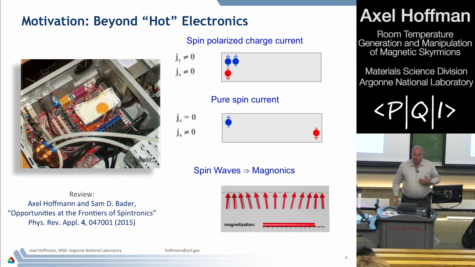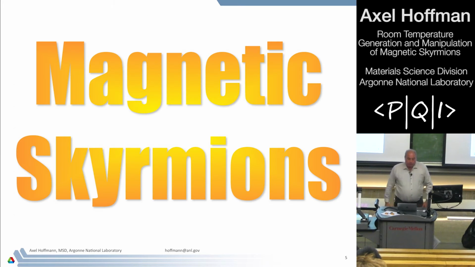And this brings me now to why we are interested in magnetic skyrmions. In magnetic skyrmions, what we do is we take a spatially inhomogeneous spin texture and move it with the help of pure spin currents. And so that's what makes this a very efficient way of manipulating magnetic information. So magnetic skyrmions, you may wonder, okay, this is an odd name, skyrmion. Where does this come from?